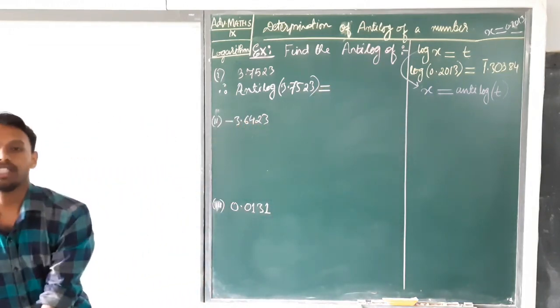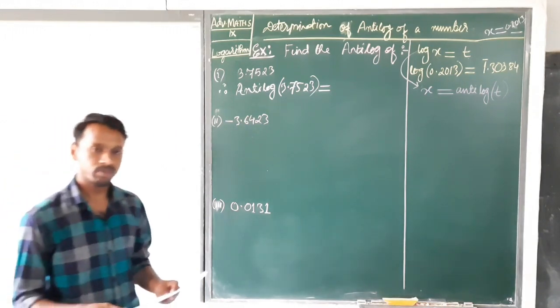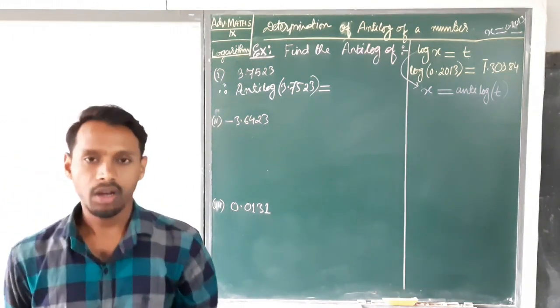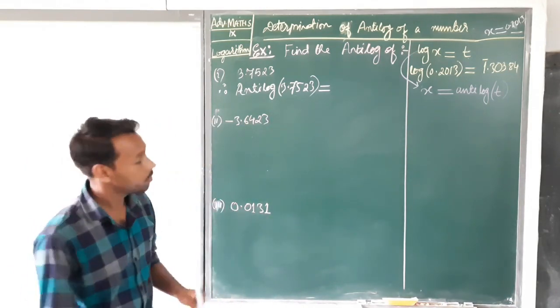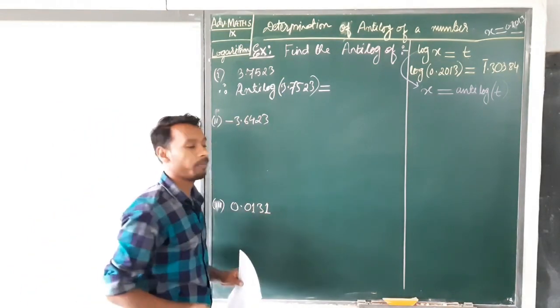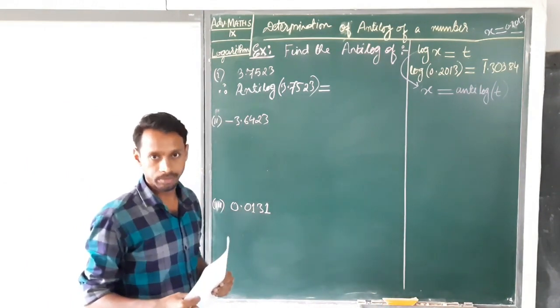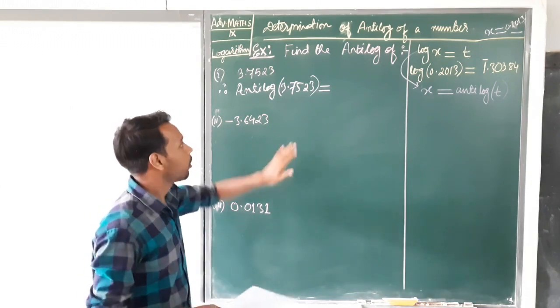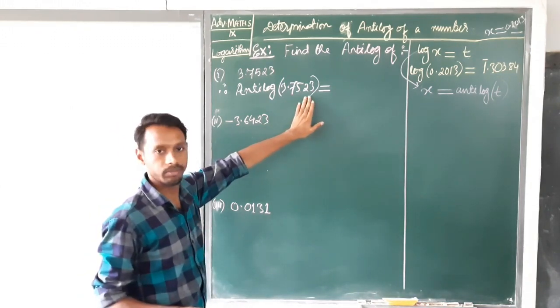You have to use antilog table for that. Okay, while you solve this, while using antilog table, this integral part you have to ignore. Okay, you only need to consider this decimal part, that is 7523.